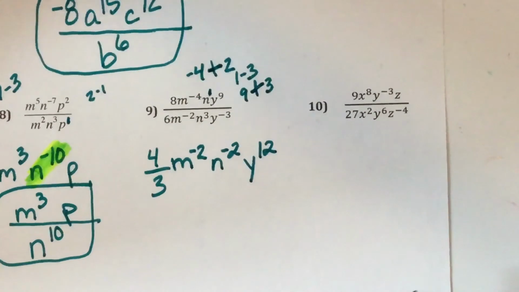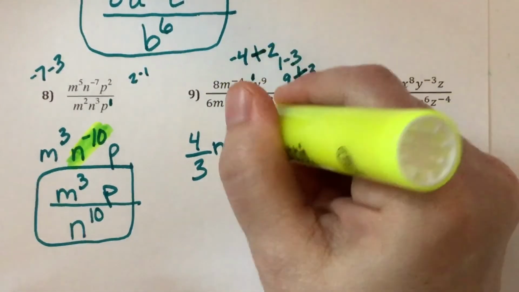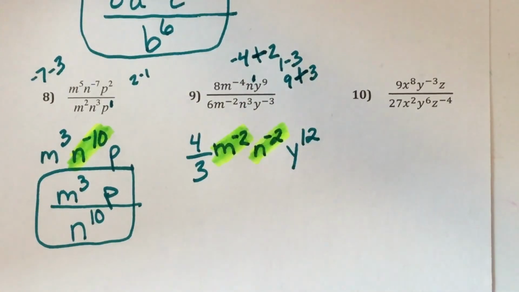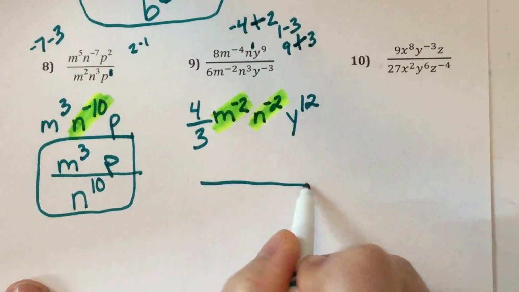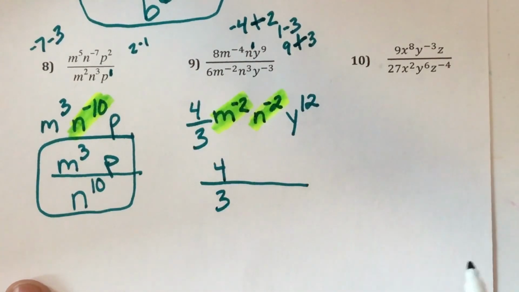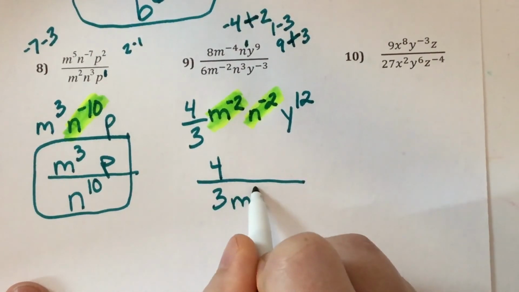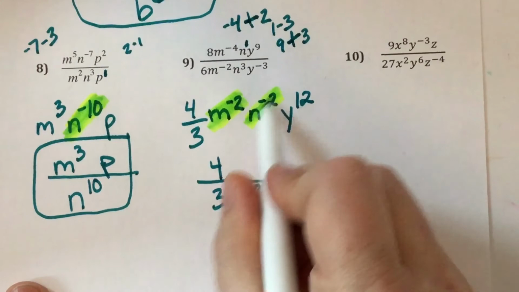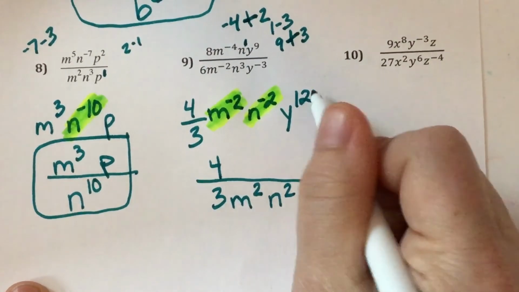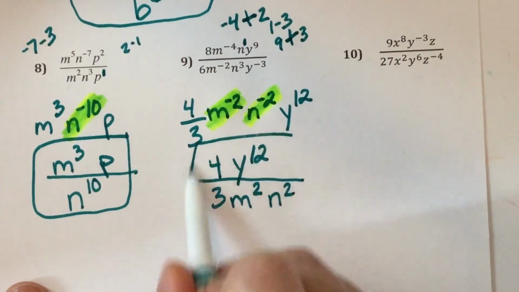And who has to move? The m and the n. They both have negative exponents, so they both have to move. So I'm going to draw my fraction bar. The 4/3, the 4 stays on top, the 3 stays on bottom, so there's my 4/3. The m drops to the denominator, switches exponent to a +2. The n drops to the denominator, switches exponent to a +2, and the y to the 12th stays on top. And that's our answer.